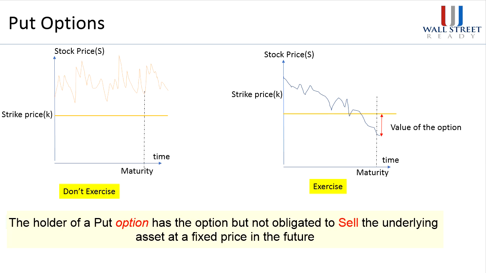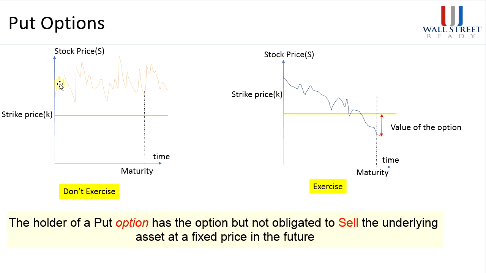In other words, when you hold a put option, you have the option to sell a particular asset, the underlying asset, at a fixed price, which is part of the option contract, at a future date, but you're not obligated to do it. If you decide it's not profitable for you, you don't have to exercise your rights.